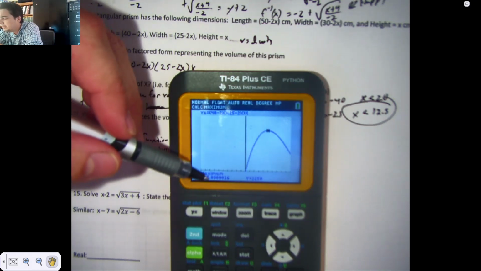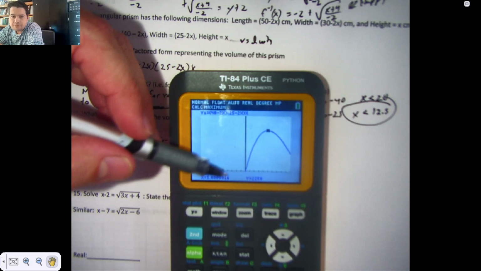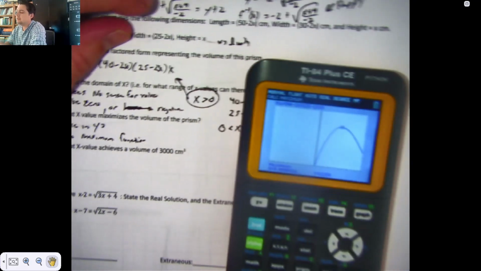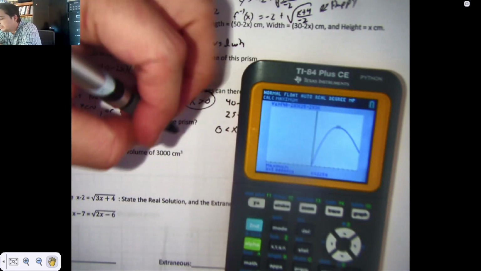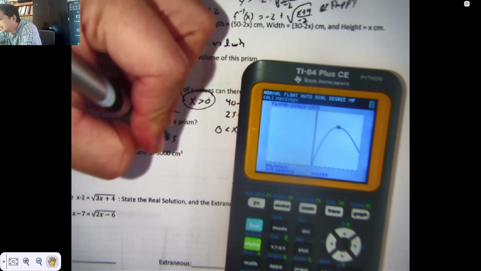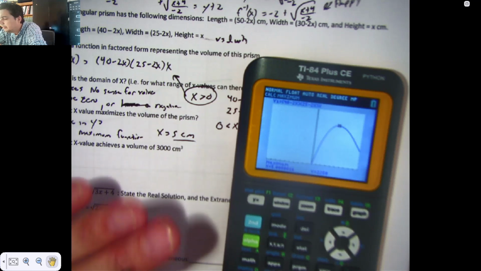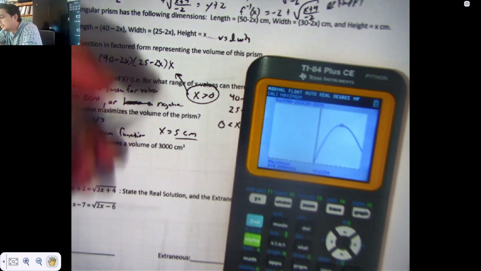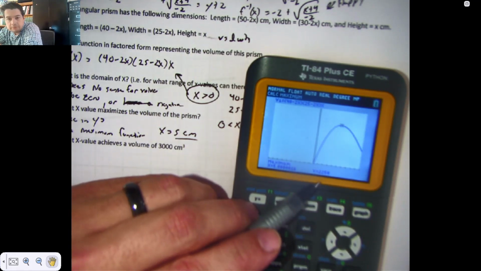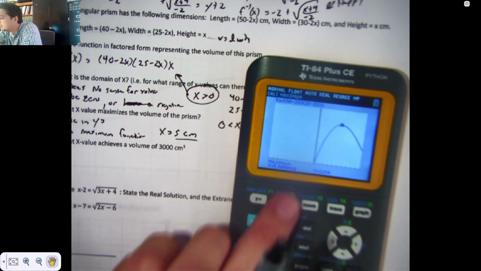That's amazing. This came out to be 5. I know it says 5.000016. That's rounding. It's actually 5. Because look at the y value. It's perfect. So an x value of 5 centimeters makes this true. All right. For the purpose of the similar question, I can't use 3,000 because the maximum volume of this prism is 2,250.